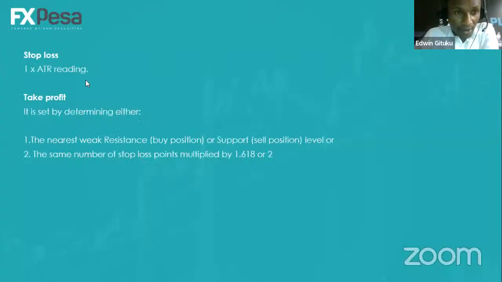Then when it comes to stop loss, you're using one ATR. ATR is an indicator that shows the average range in terms of price movement based on the last 14 candlesticks on the chart. So when you add ATR on your chart, you'd be able to see by how many pips the price is moving on average based on the movement of the last 14 candlesticks on the chart.